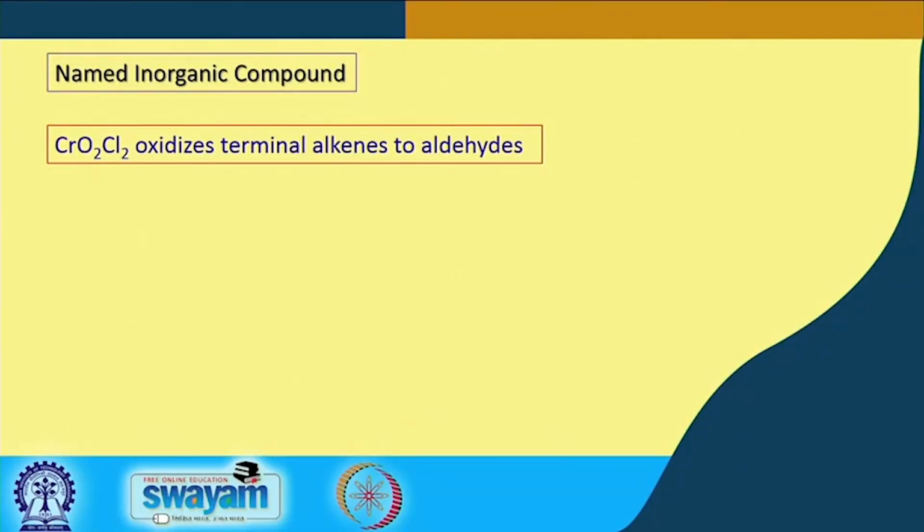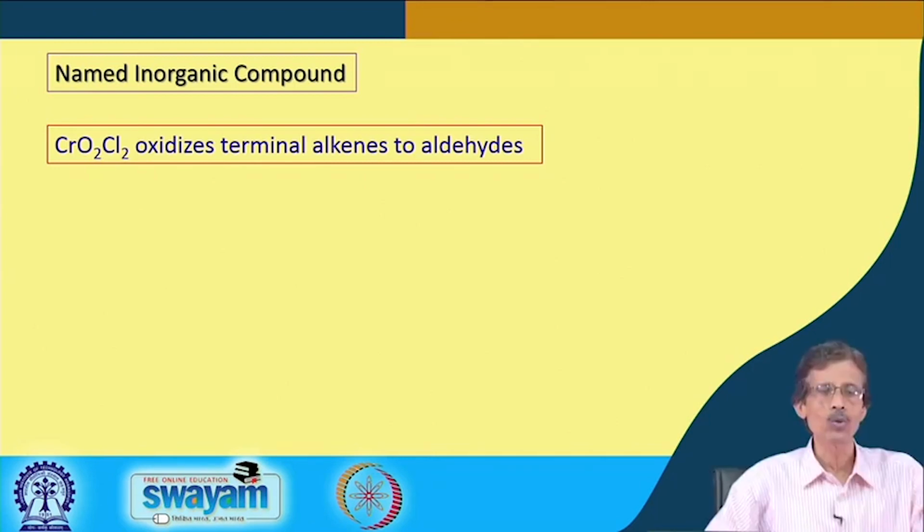Welcome back to this class where we are talking about the usefulness of some named inorganic compounds, and we have taken the example of chromyl chloride. What is that? CrO2Cl2 is our chromyl chloride, and that chromyl chloride is a very useful compound from an analytical chemistry point of view also.